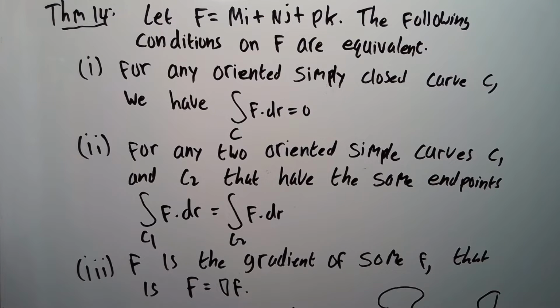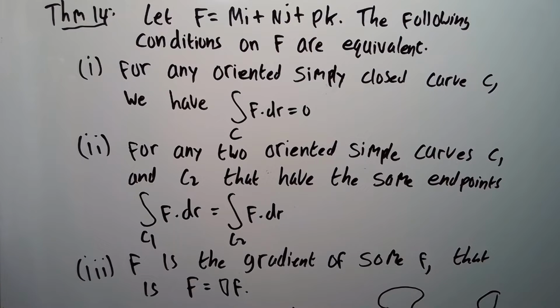Okay, let's look at the proof of Theorem 14. Let f be a vector function or a force field. The following conditions on f are equivalent. For any oriented simply closed curve, the line integral is 0. That's condition 1. Condition 2 is for any two oriented simple curves, C1 and C2, that have the same endpoints, the line integral over C1 equals the line integral over C2.